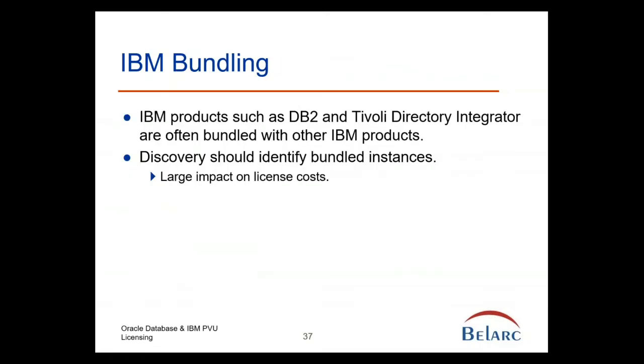A note on bundling. Many IBM products come with DB2, their database, which is natural as lots of products rely on databases. Some products also rely on the Tivoli Directory Integrator product. If these products are bundled with the product that you are licensing, then those bundled DB2 instances or Tivoli instances do not need their own independent licenses. This means that when you do your inventory, you need to determine, especially for these products, whether they are bundled with something else, so that you don't think you need to purchase their own licenses, as you don't want to pay for them twice.